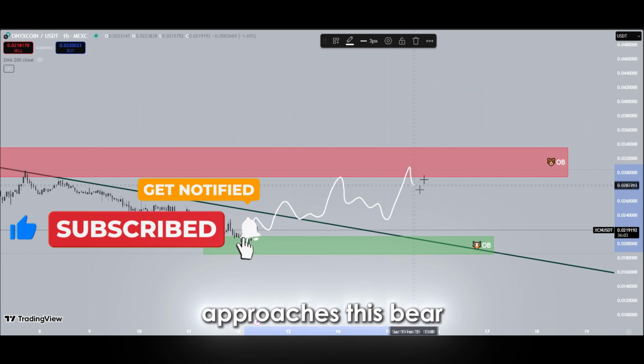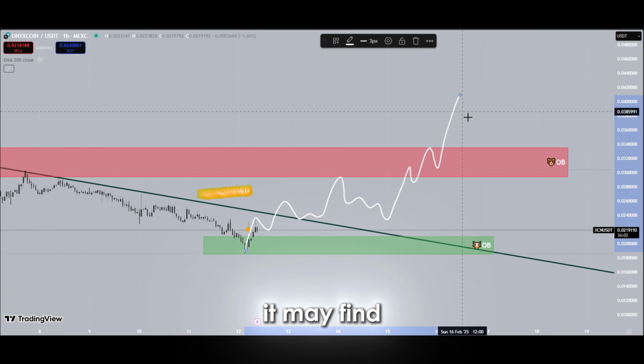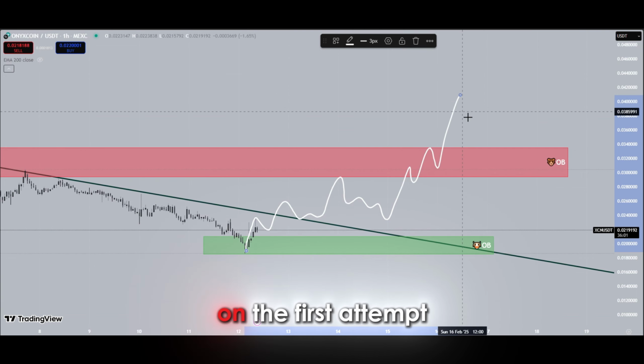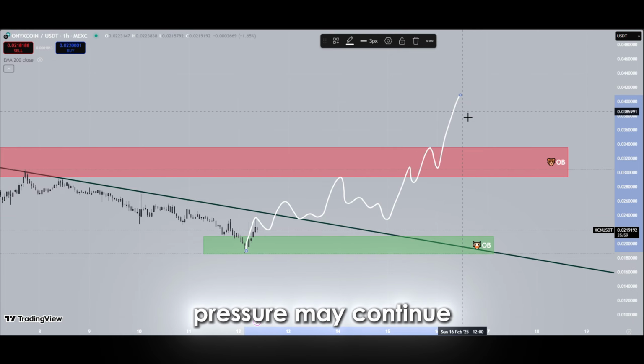When the price approaches this bearish order block, it may find it difficult to break this zone on the first attempt because the selling pressure may continue. After a few attempts, it will weaken.